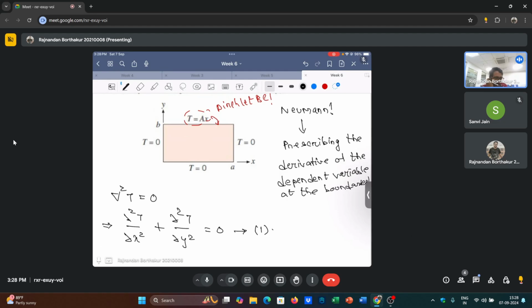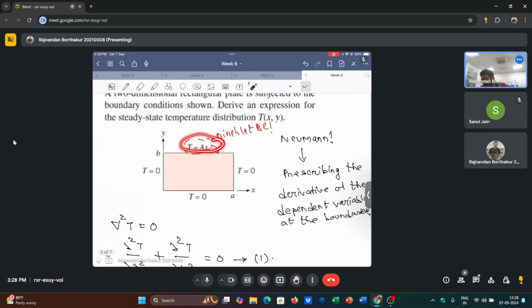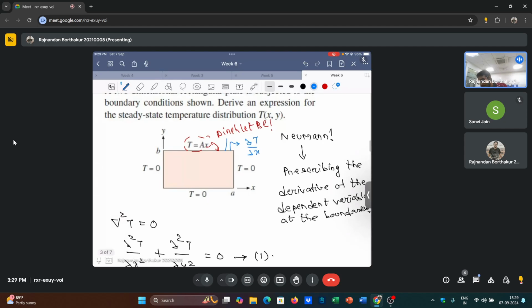Not really, Sandvi. In this problem also, let's say this is a steady state problem, right? Instead of defining the temperature here as T equal to A times x, I can also define on this face del T by del x, which would be just A. So instead of defining T equal to Ax, on this face I can determine del T by del x, which is equal to A.